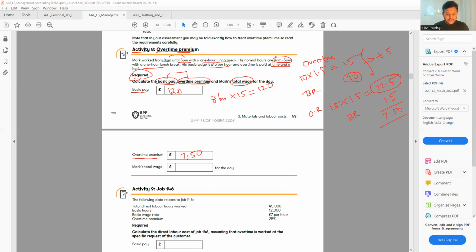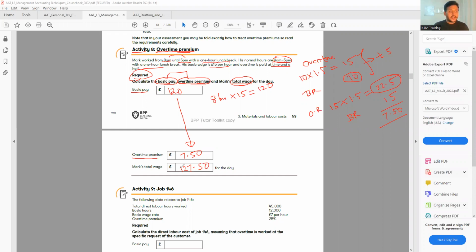All right, so how much is the total wages for Mark for that day? So we need to add these two: basic pay plus the premium, and that will give me 127.50. Very well done. All right, any question from this one from anyone?